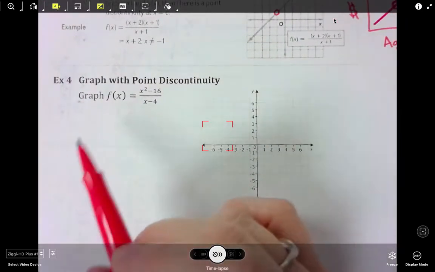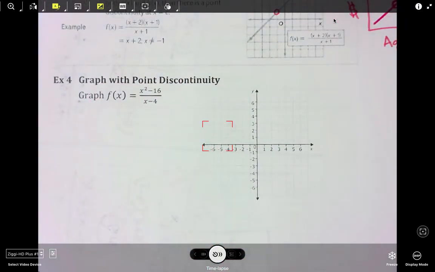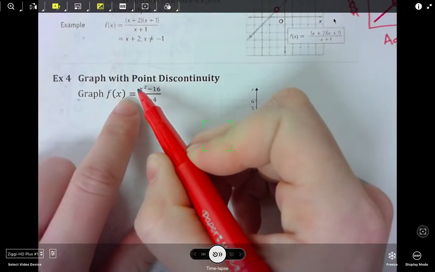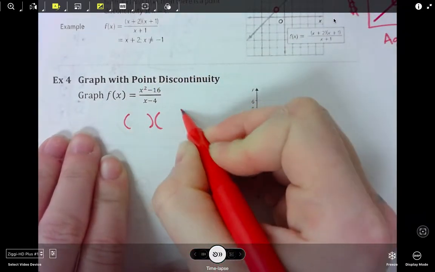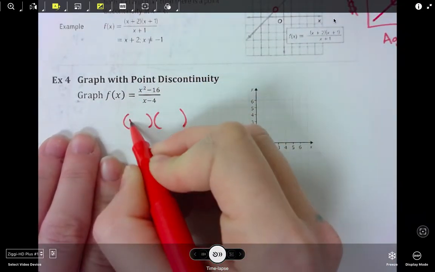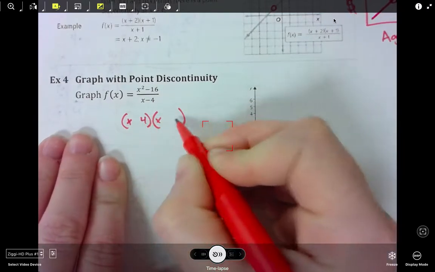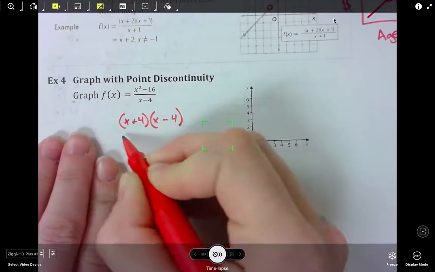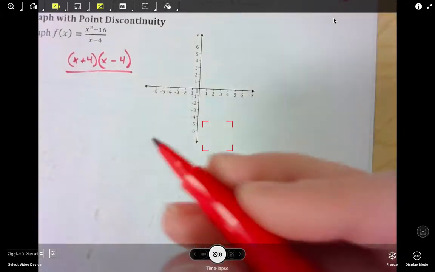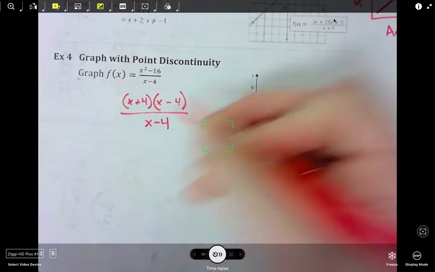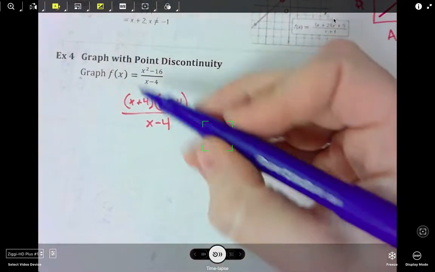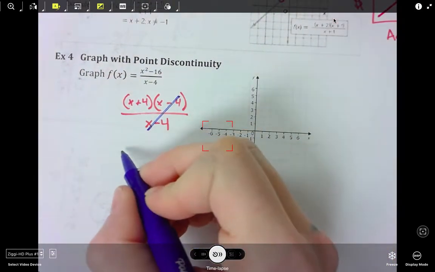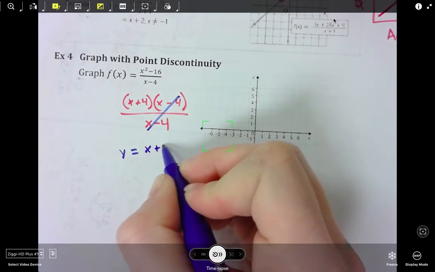Okay, and this is very simple. Point discontinuity happens for a graph that looks like this. X squared minus 16, you might recognize that as a difference of two squares. So the square root of x squared is x, and the square root of 16 is 4. So this is x plus 4 and x minus 4. On the bottom, I've got x minus 4 as well. So those two will actually cancel with each other, and all I'm left with is y equals x plus 4.